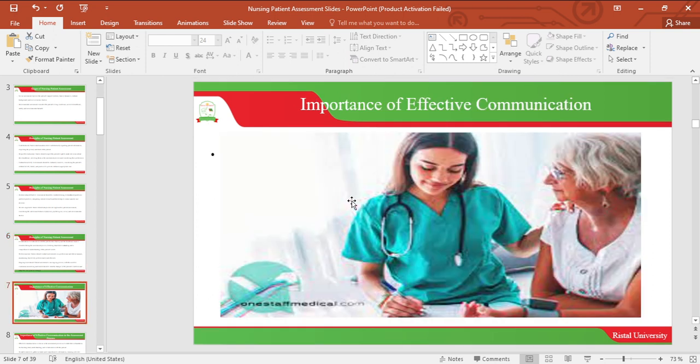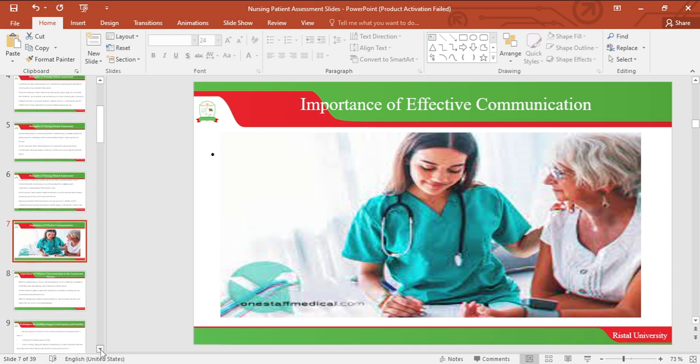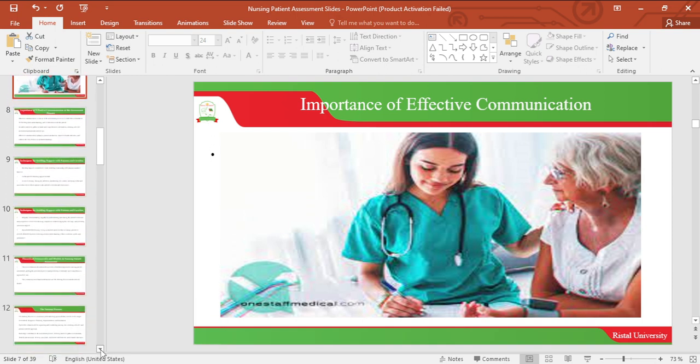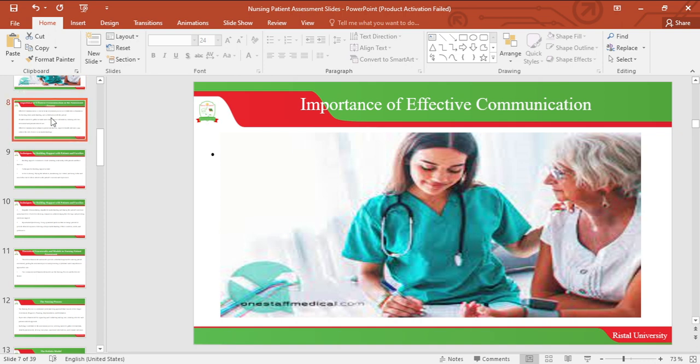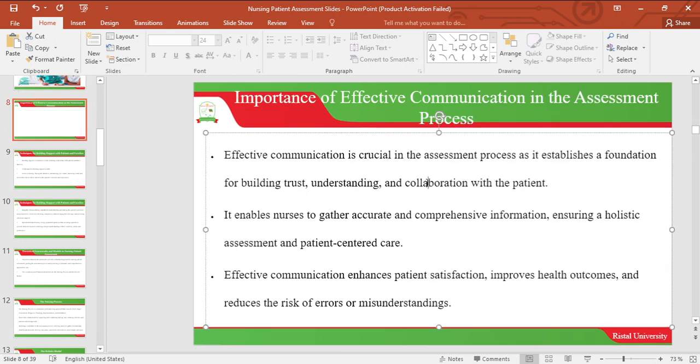Effective communication between the patient and the nurse is very important, such that the patient will be able to tell how the sickness began. Let's look at the importance of effective communication in the assessment process.